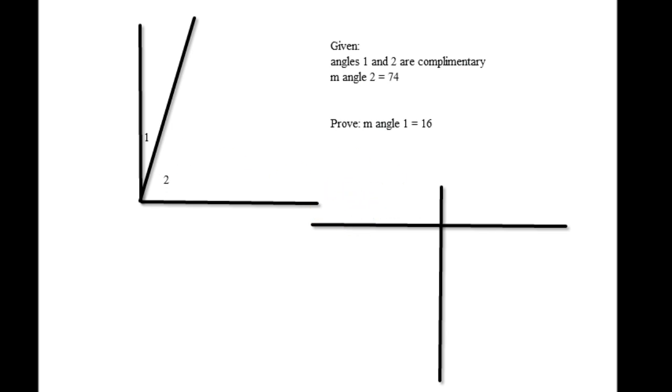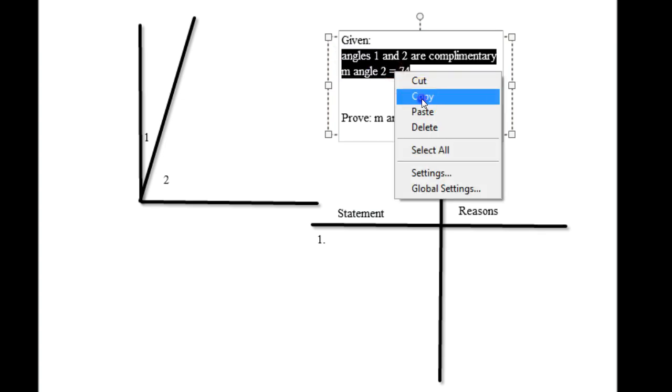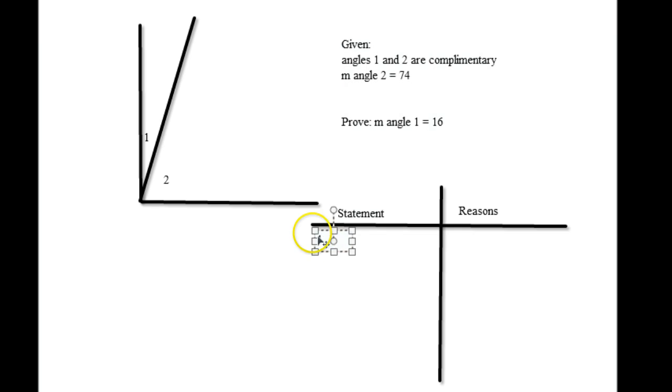So we have our statements over on the left-hand side, and we have our reasons over here. For statement 1, you just want to list all of your givens in the beginning. So I'm just going to copy them, and we list that reason as given. That's always your first statement.